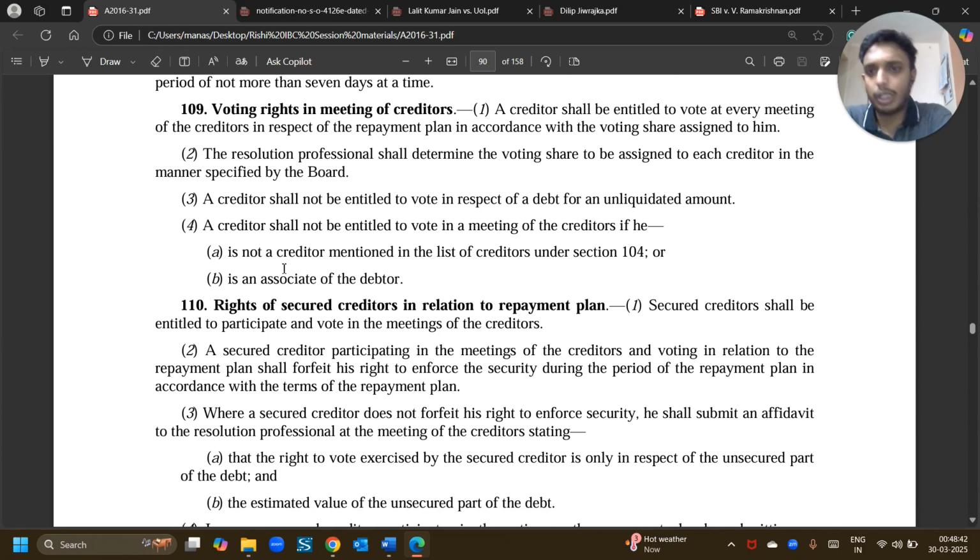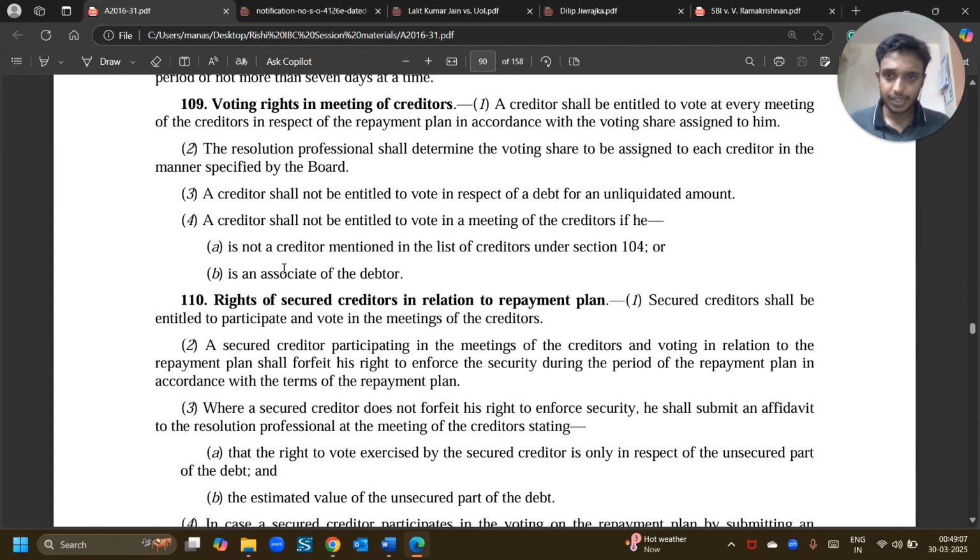Now section 109, voting rights and meeting of creditors. Subsection 1 says the creditor shall be entitled to vote at every meeting of the creditors in respect of the repayment plan in accordance with the voting share assigned to him. So here there is no classification of financial creditors, operational creditors, or only financial creditors sitting in the meeting of the creditors, nothing of that sort. Here creditors are a bunch, right? They are more wholesome and holistic in nature.